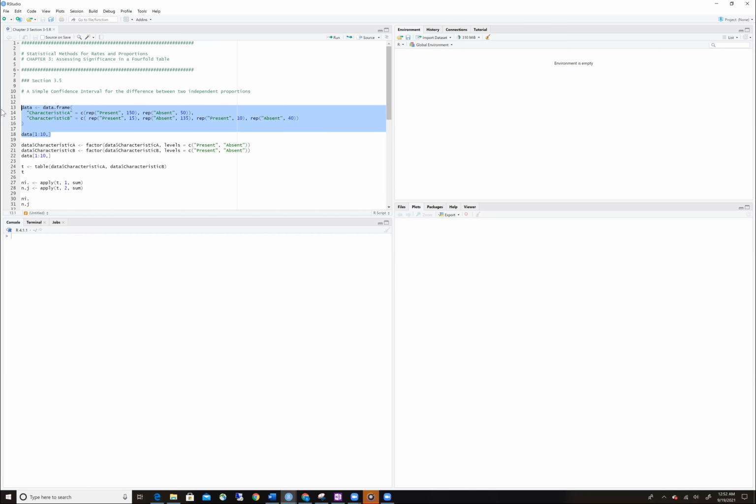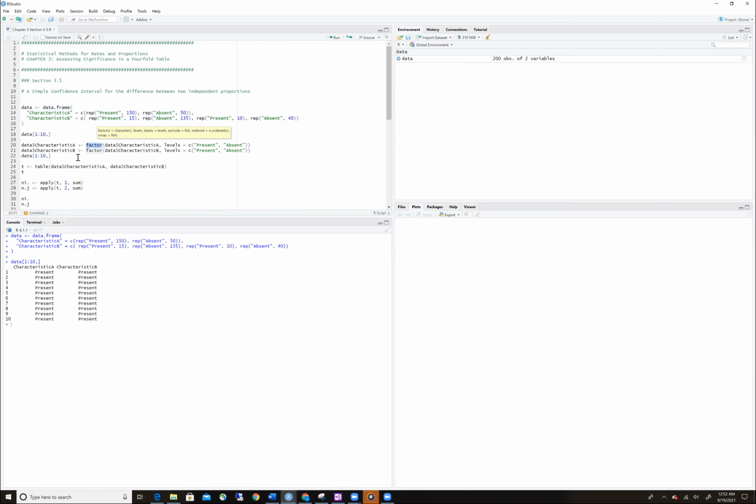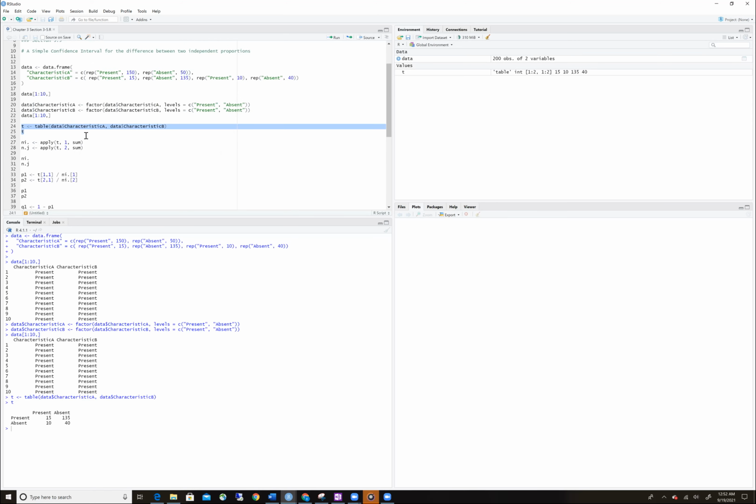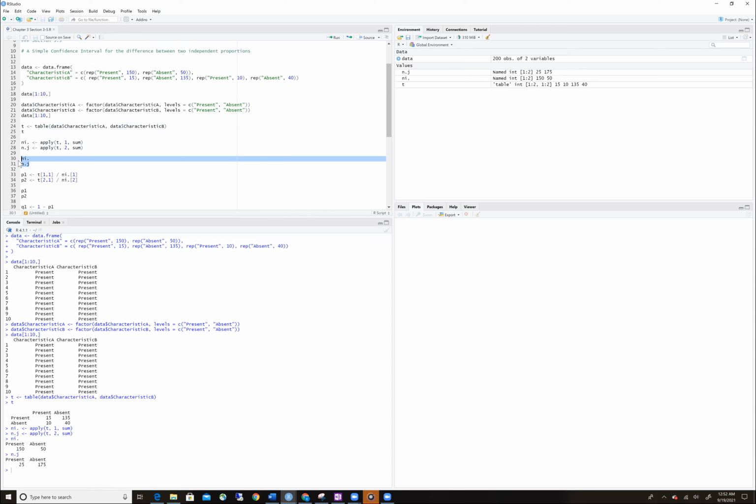We have 150 people who have characteristic A and 50 people who do not. We're going to reorder the factor so that present shows up first and absent shows up second. That way our table looks like what we've seen in the book so that we're more comfortable with it. All right, we're going to do Ni dot and N dot j. Remember, Ni dot are the row sums and N dot j's are the column sums. Just to double check we've done that correctly, we're going to look at Ni dot and N dot j. We see 150 and 50, 25 and 175. So our Ni dots and N dot j's look correct.